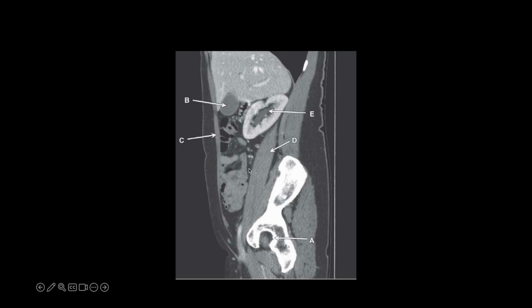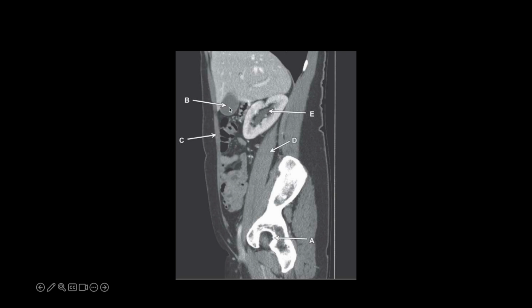Just some sagittal images now, just to get your eye in, not because you don't know the anatomy, but just to get your eye in. A is the right acetabulum. No, it's not the femoral head at this point. This is part of the pelvis, so A is the right acetabulum.